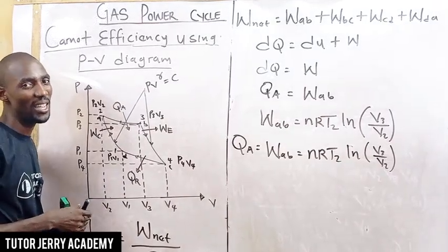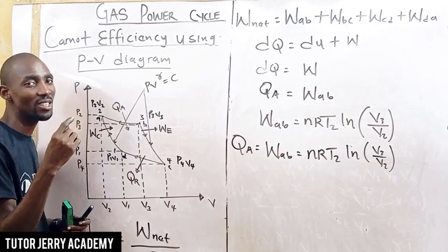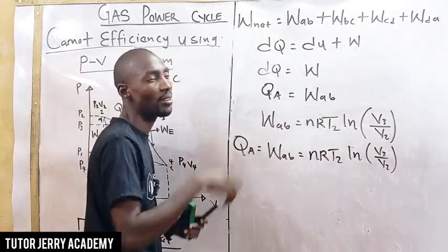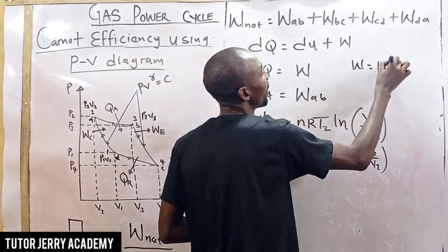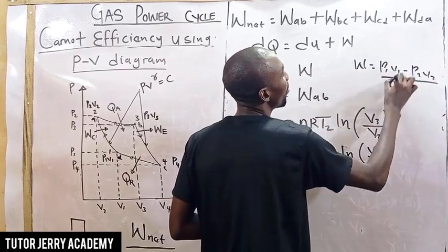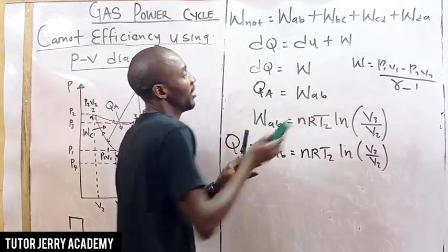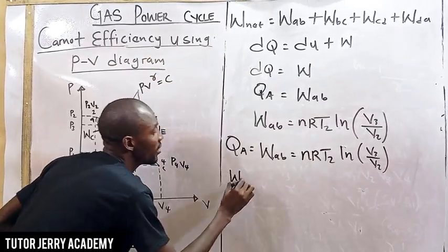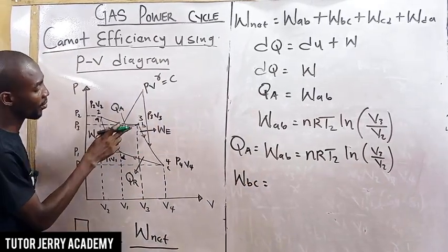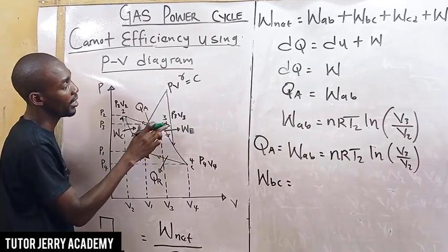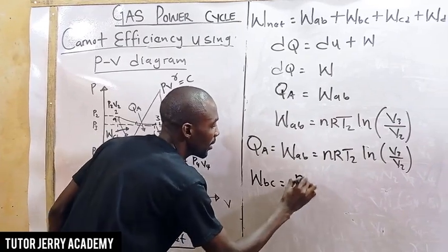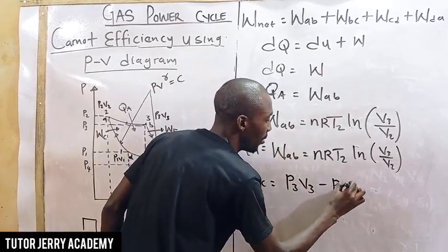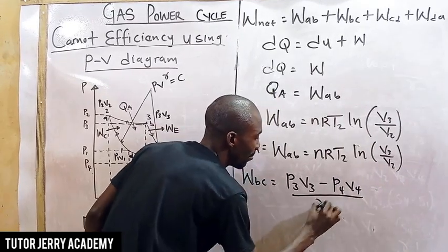It's an adiabatic process, and you can recall from an adiabatic process under thermodynamics, we have proven that the work W equals P1 V1 minus P2 V2 all over gamma minus 1. So that is what we are going to be using here. So now W_BC, referring to stage 3 and stage 4, is going to be P3 V3 minus P4 V4 all over gamma minus 1.